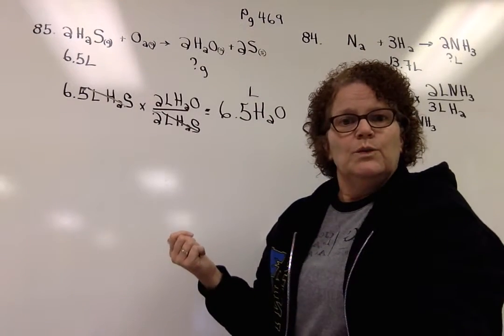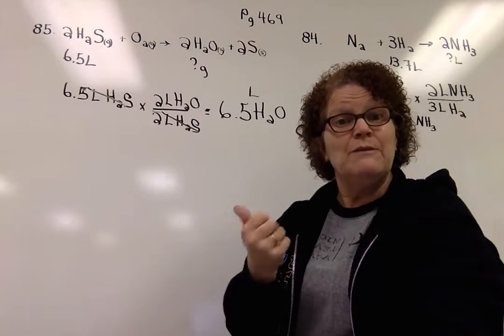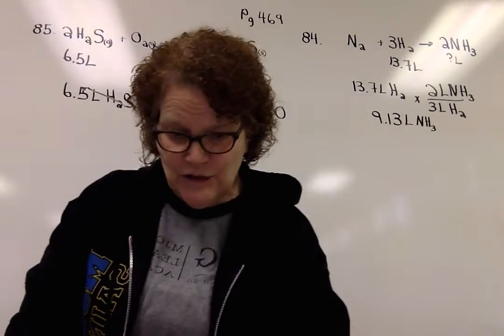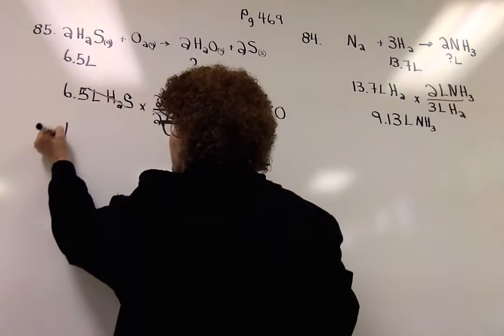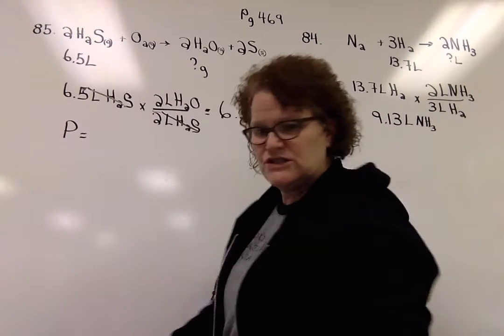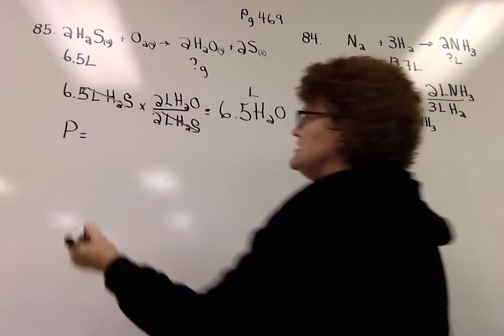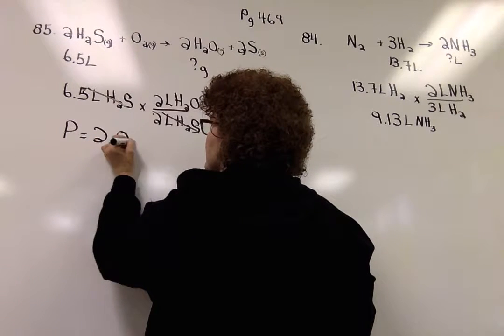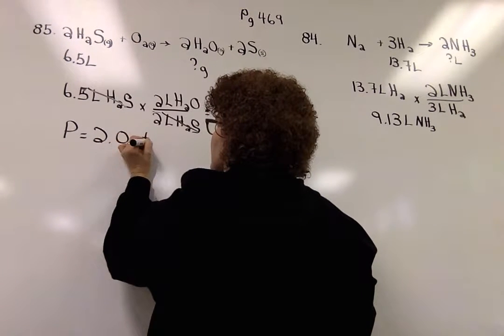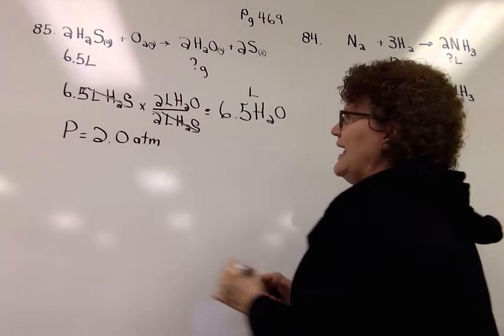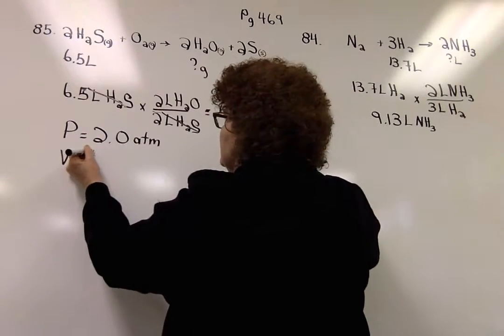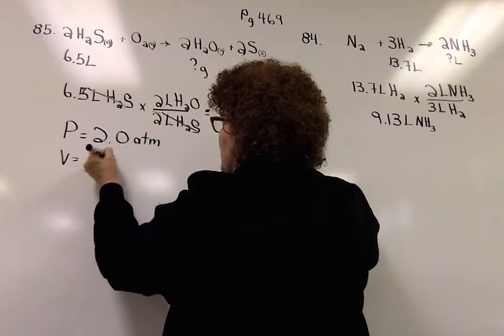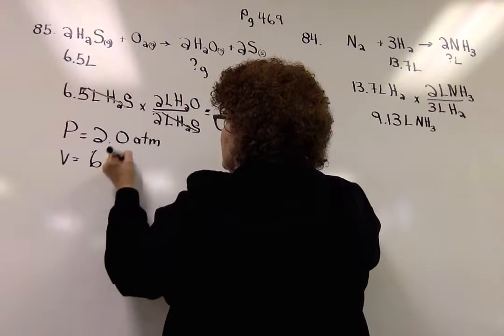Now we need to do another bit of business. Now we have a volume. And if we look back at the original question, we also have a pressure, right? So we have a pressure that's equal to 2 atmospheres. And now we know what the volume is. We know that the volume is equal to 6.5 liters.